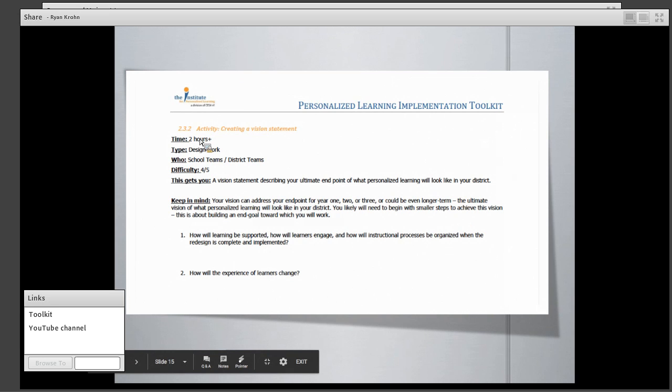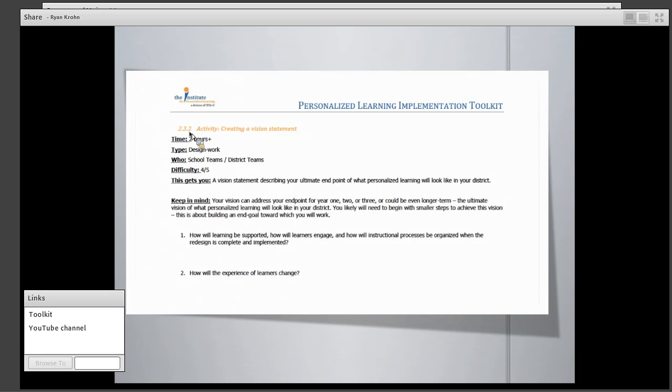As always, all of our toolkit activities are designed around a certain amount of time that it might take. This is about a 2-hour workshop. So whether it fits into your staff meeting, whether it fits into a professional development day, or it's something that maybe you get started and come back to after a couple of sessions, you'll see it gives a guide of the amount of time.